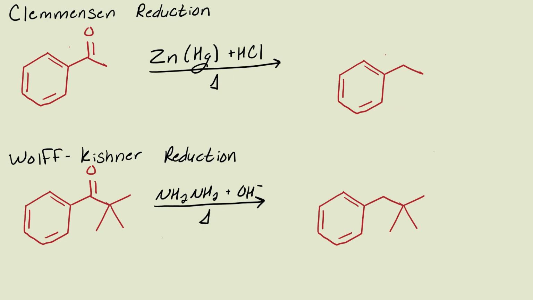Remember that Friedel-Crafts acylation forms ketones. These ketones can be reduced to alkyl benzenes in two different ways. We can use zinc and mercury with a strong acid to form a Clemmensen reduction. We can also use hydrazine and a strong base for a Wolff-Kishner reaction.